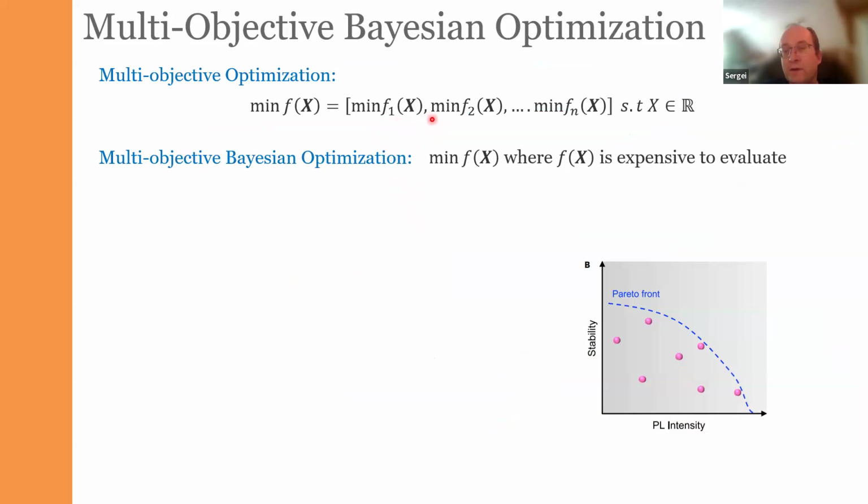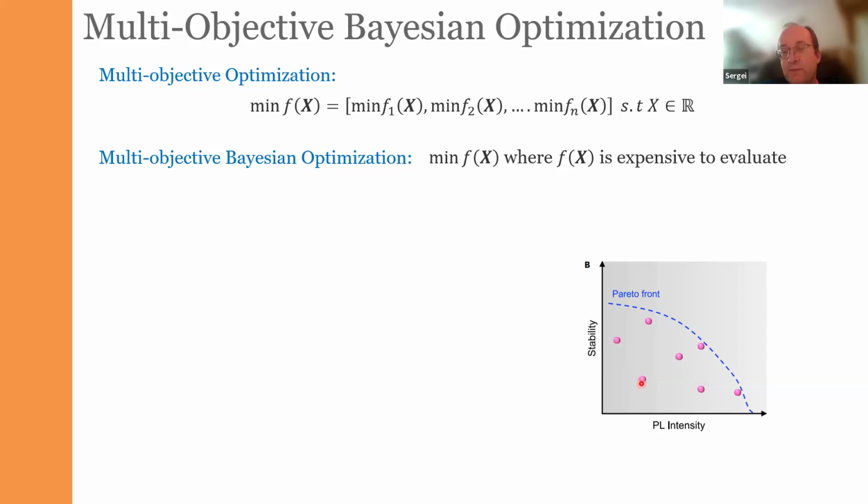So how is it different from just discovering one property separately from the other property? The answer is that in this case, we need to introduce the concept of the so-called Pareto frontier. Imagine that we are interested in the hybrid perovskite material, and imagine that we are interested only in two characteristics. Characteristic number one is the photoluminescent intensity. Characteristic number two, stability.